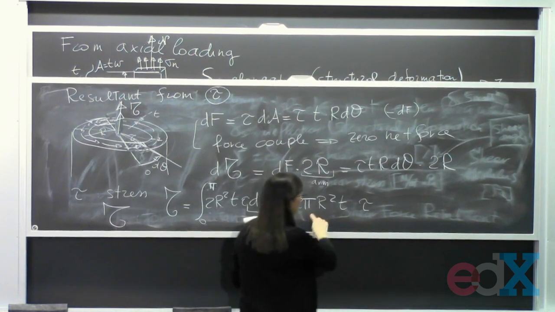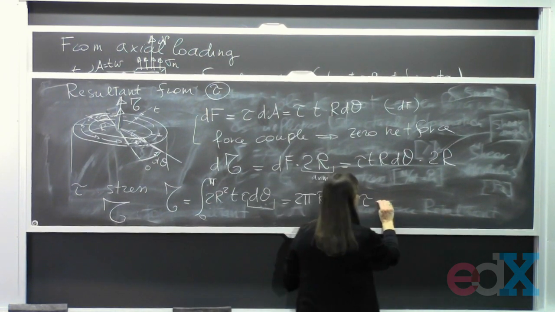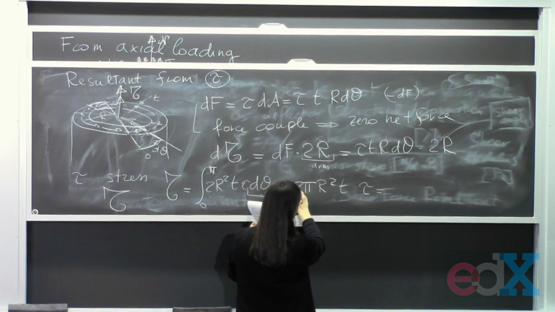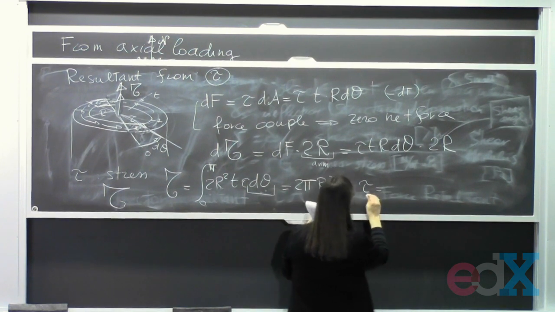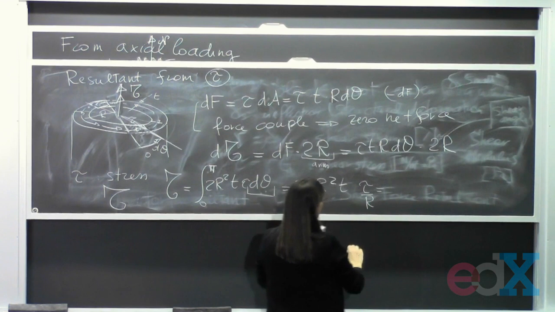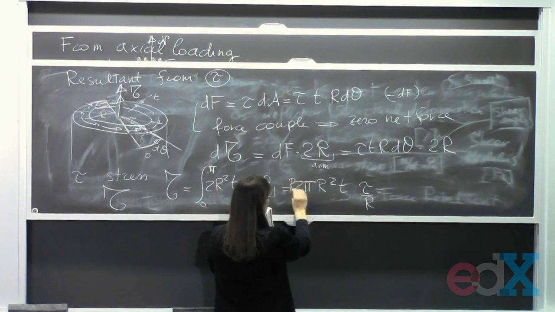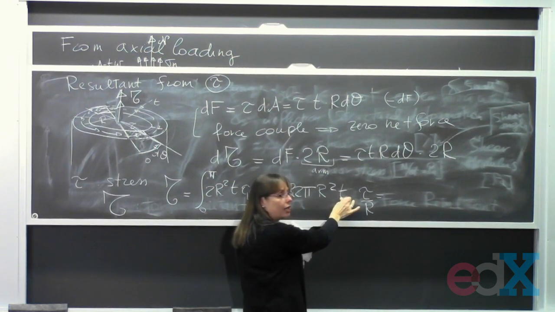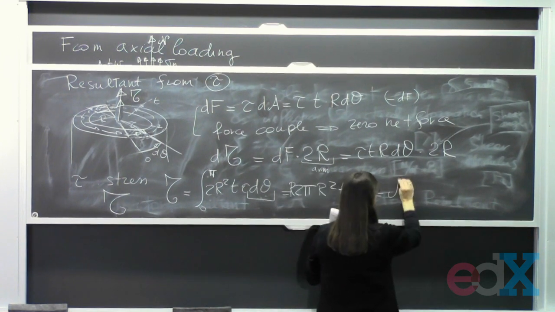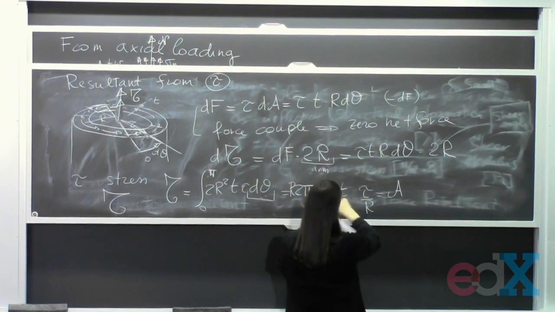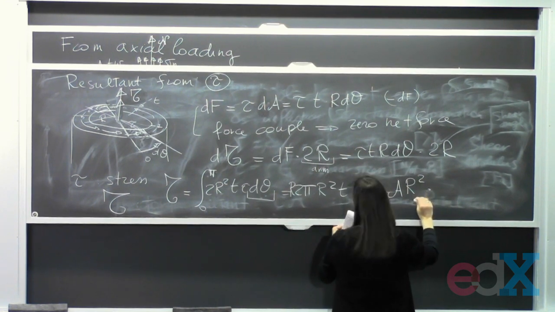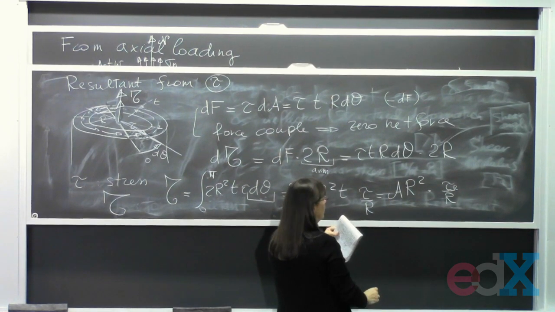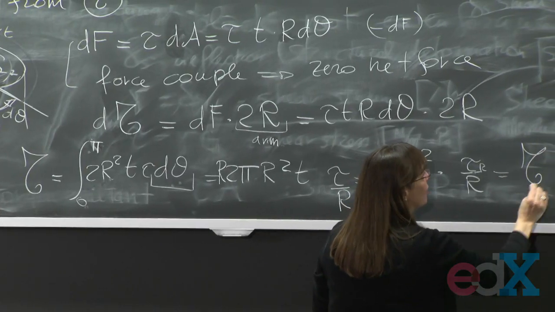Instead of writing it this way, I can split this thing. Let me multiply and divide by r. So I divide by r here, and I put another r in front. Now if I take 2 pi r t, that is the cross-sectional area. You see that? So I can write this as the cross-sectional area times r squared times tau over r. And remember, this is the tau at radius r. So this thing is my axial force resultant.